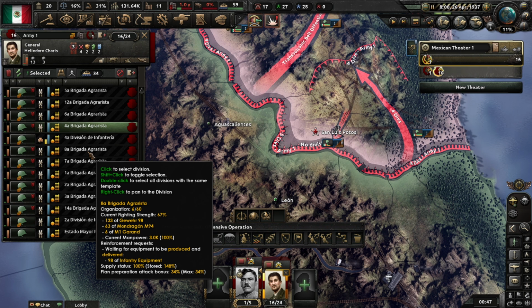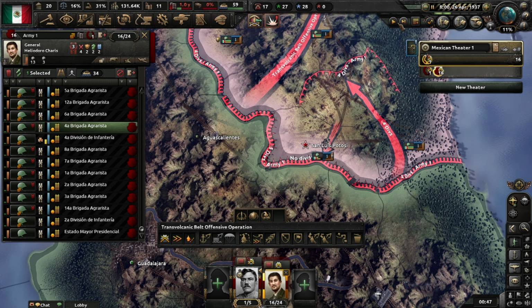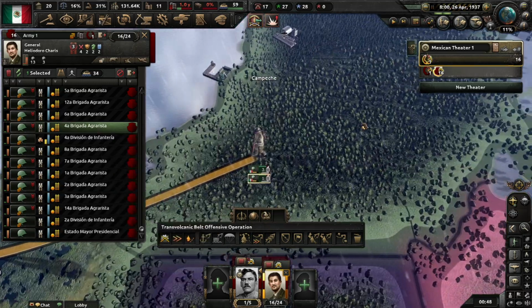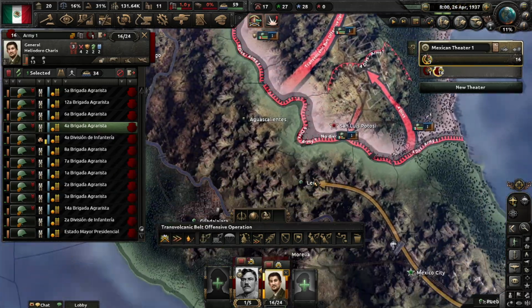God, it's getting really slow. Is there a lag issue? No? Is this not updating quickly enough?